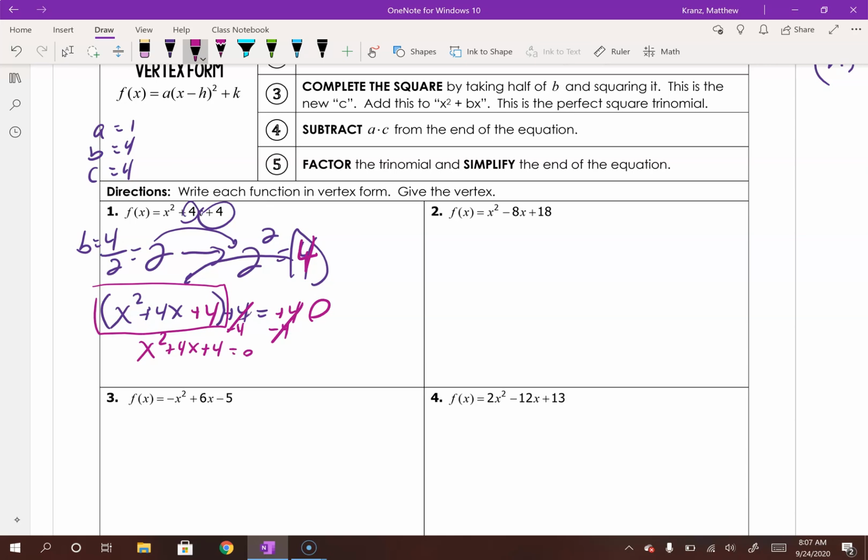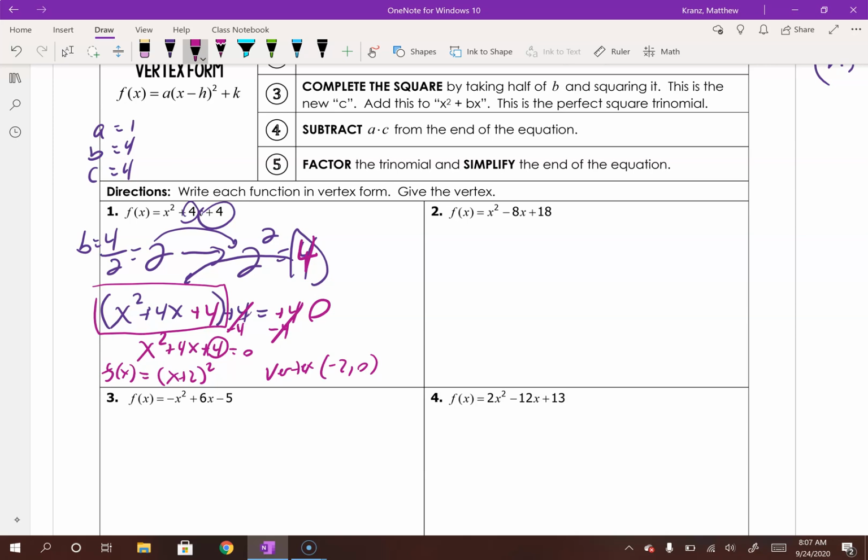Now all we have to do is factor this. We see that this is a perfect square, so it becomes x plus 2 squared. So our final answer is f of x equals x plus 2 squared. Because we're adding 2, our vertex is going to be negative 2, 0, because we have nothing being added into it.